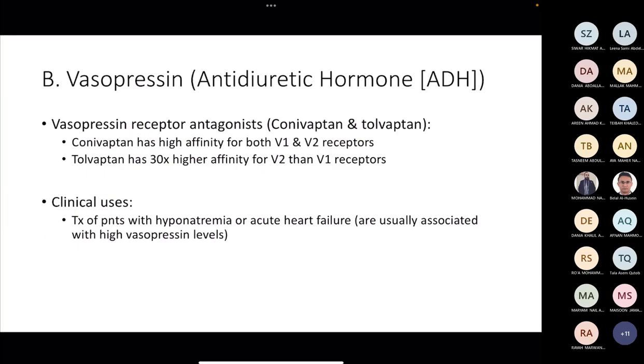Now the antagonists، في عندنا two drugs، conivaptan or tolvaptan. Conivaptan has both V1 and V2 antagonistic effects، while tolvaptan has more selectivity on V2 receptors، and it is used، يعني indicated for hyponatremia or heart failure that are caused by excess of antidiuretic hormone secretion.